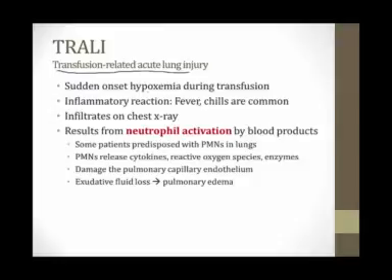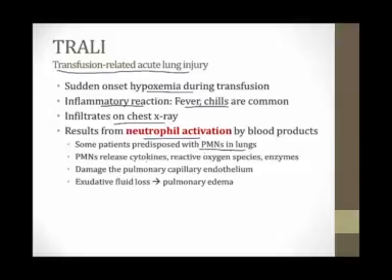This is the sudden onset of hypoxemia during transfusion. It is an inflammatory reaction in the lungs. Fever and chills are common. If you perform an X-ray, you will see infiltrates on the chest X-ray, and this results from neutrophil activation by blood products. Some patients, for reasons that are not entirely understood, are predisposed with neutrophils in their lungs.